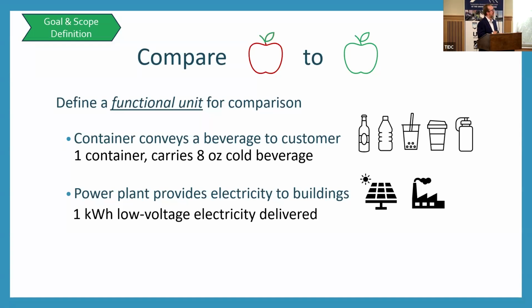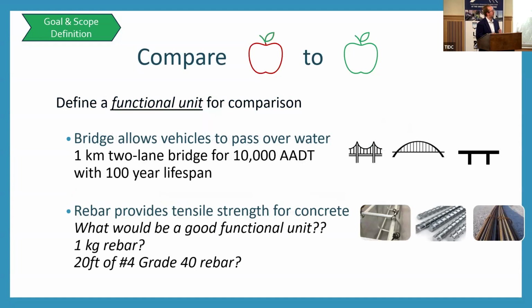This is a key thing to say, okay, I'm not going to compare a really large bottle to a really small one. That doesn't make sense. I'm trying to convey an 8-ounce cold beverage. Let's see which ones can provide that function. Or I need 1 kilowatt hour of low voltage electricity. When we think about infrastructure, we might think, okay, I would like to compare bridge designs. Obviously, if I compare an 8-lane highway versus a rural country road, they're going to have different impacts because they serve different functions. So we need some sort of common functional unit. So we might say, let's look at a 1 kilometer span of a 2-lane bridge with a certain amount of traffic loading that lasts for 100 years.